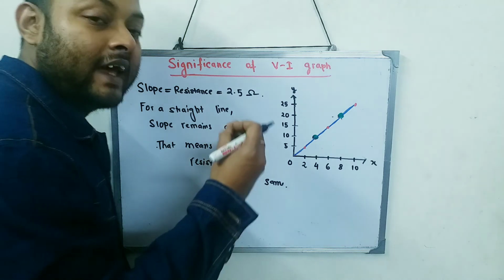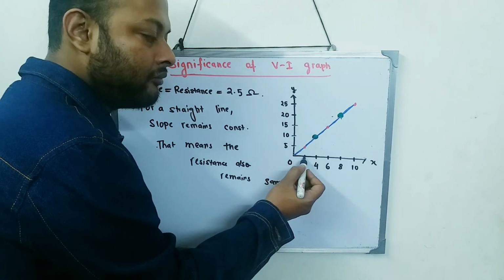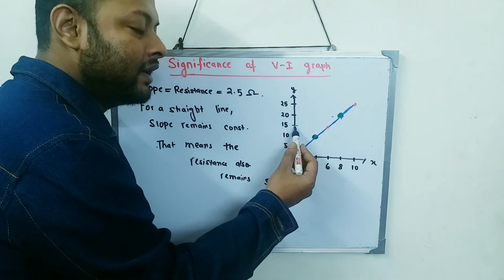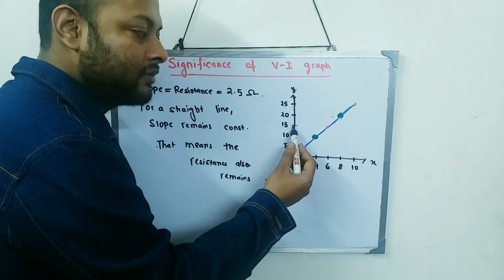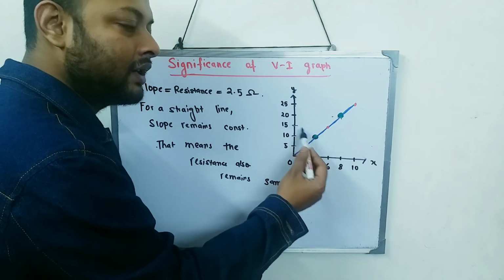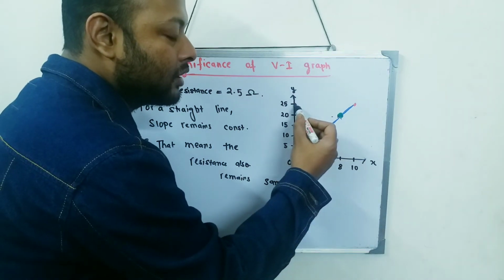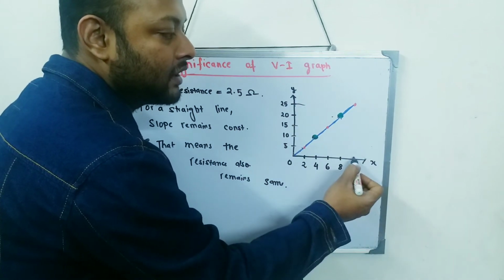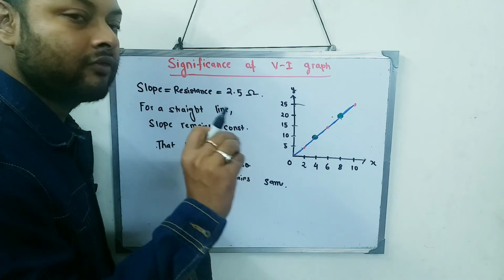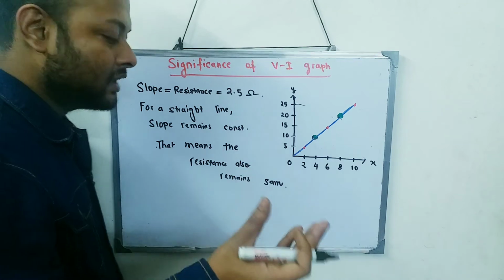That means we can take any value of V and I. Suppose we take this value of V and this value of I. My resistance, whatever comes, will be 2.5. Even if I take this voltage at 15 and the corresponding current, the voltage and current ratio will also be 2.5. Suppose I take this voltage as 25 and the current as 10, then 25 by 10 is also 2.5. So for every value of V and I, my resistance remains the same.